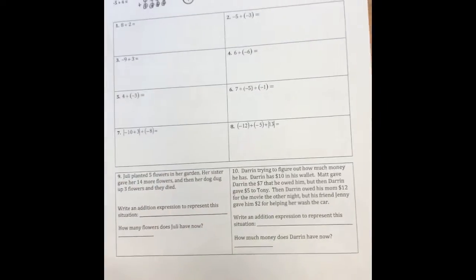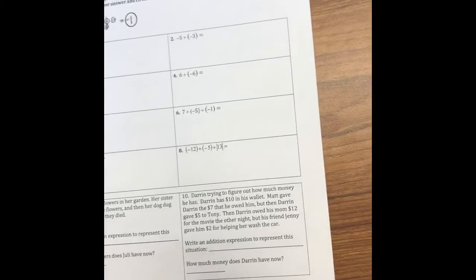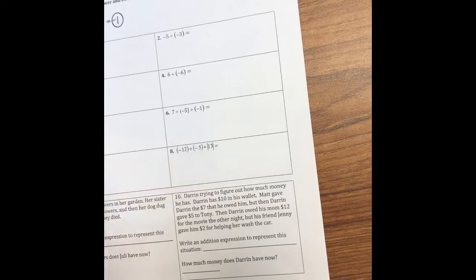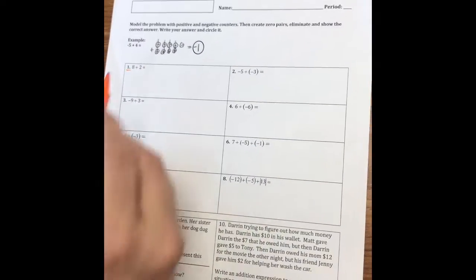Okay, so tonight's homework, adding and subtracting integers, okay? This is new. Obviously, number one, you should be pretty clear on, okay? That's just normal. We've been doing that since kindergarten, okay? Number two, we're gonna look at number two. It says -5 plus -3.